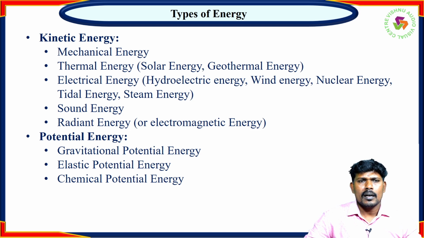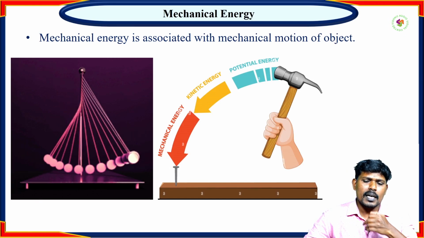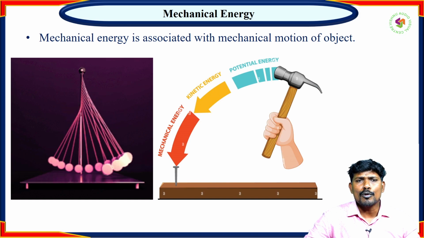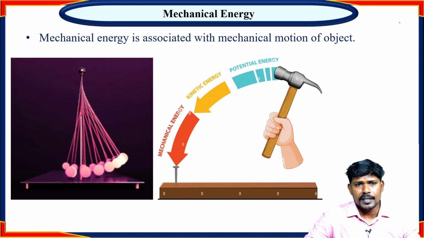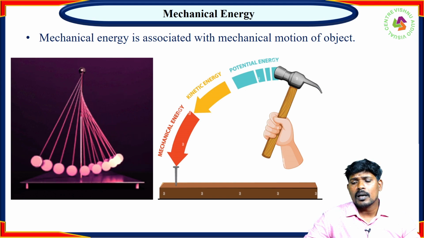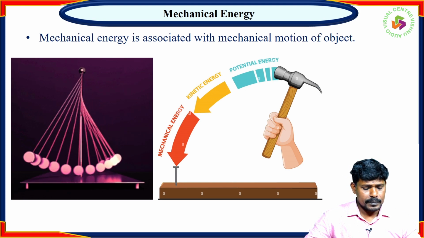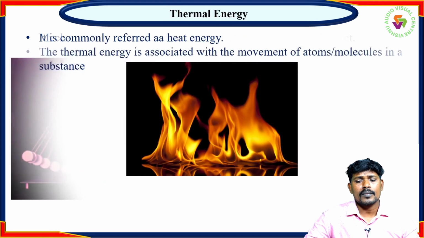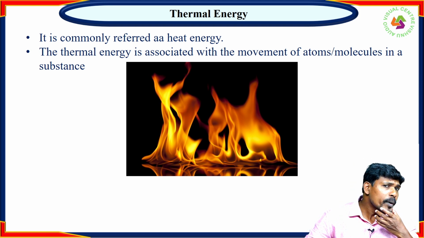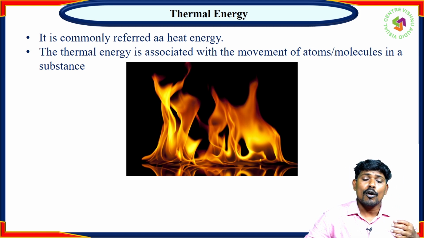Now we will see briefly about these energies. First one is mechanical energy. Mechanical energy is associated with the motion of a mechanical body, for example, the motion of a pendulum or the motion of a hammer. These are the examples. Thermal energy is associated with the movement of molecules. It is also known as heat energy.